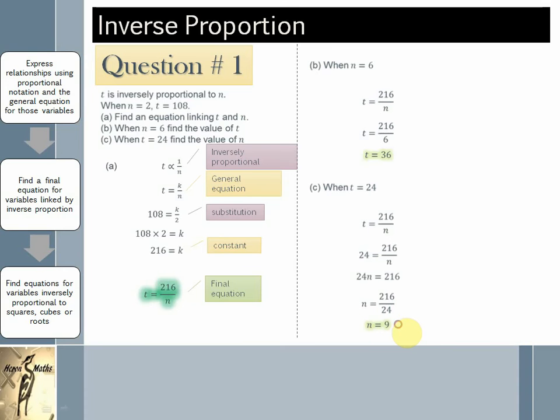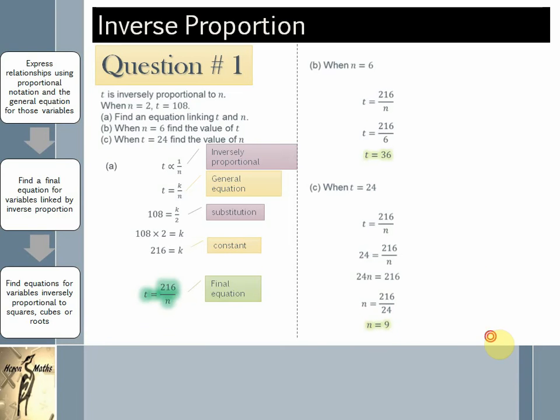So this is the final answer of part C. Now you can see that there are a total of 3 parts of the question. This is a huge-skill question. First we have to find the equation, then we have to find the value of t, then we have to find the value of n. So there we have a total of 3 parts of the question.